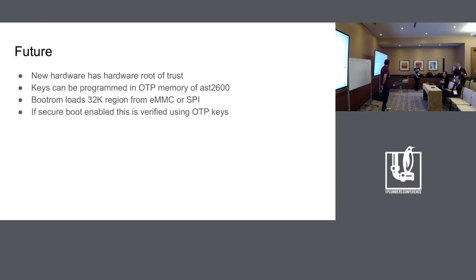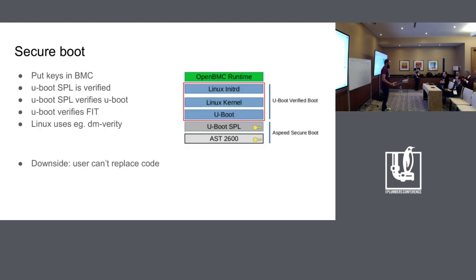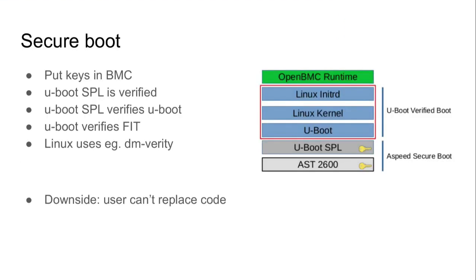So that's the hardware design. This was an initial design for how we were going to do secure boot with this. You could put the keys in the BMC, put the U-Boot SPL, that's the 32K blob that gets loaded initially. The U-Boot SPL verifies U-Boot, U-Boot verifies the FIT, Linux then starts, and from there on it's a user space problem. I'm the kernel and U-Boot guy.